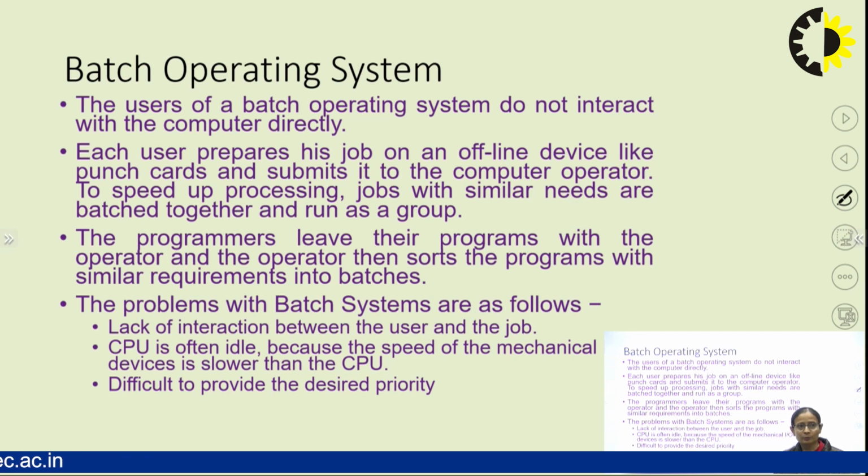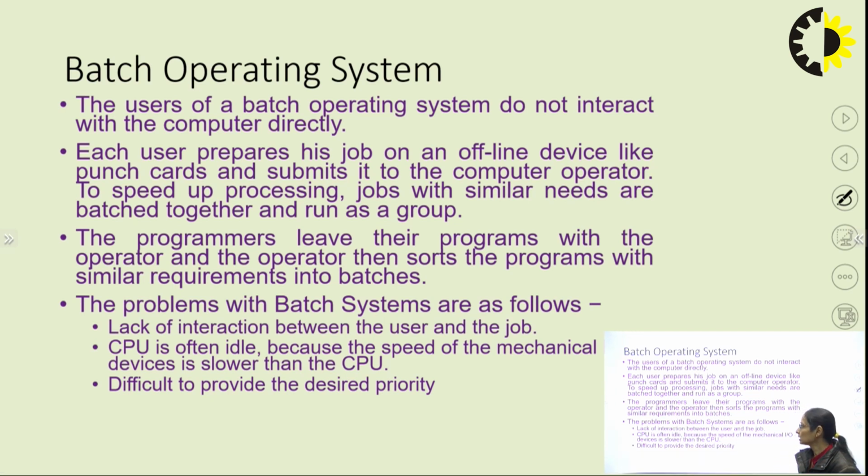The basic problem with the batch system is that it lacks interaction between the user and the job, since the user is not directly interacting with the system. The CPU is often idle, so you could say resource utilization is minimum in this case. Why? Because the speed of mechanical input output devices is generally slower than the CPU, and that is why the CPU sits idle most of the time. Also, it is difficult to provide the desired priority to a particular job.